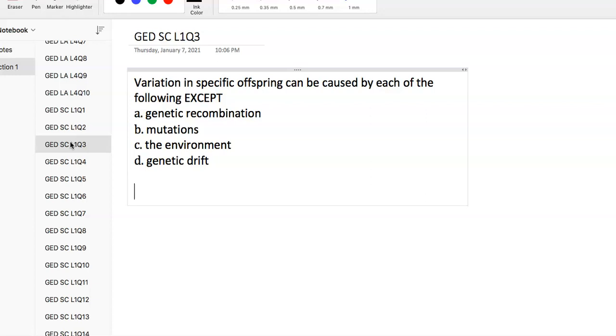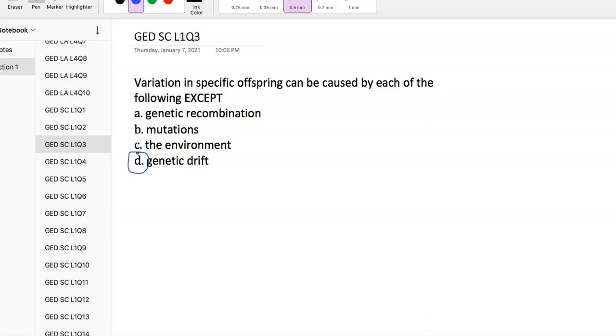Variation in specific offspring can be caused by each of the following, except, and the answer we want here is genetic drift. So variation in offspring can be caused by genetic recombination, mutations, and the environment, but not genetic drift.